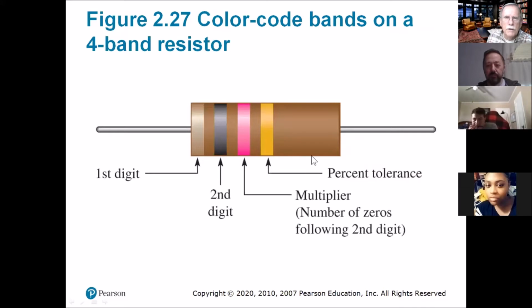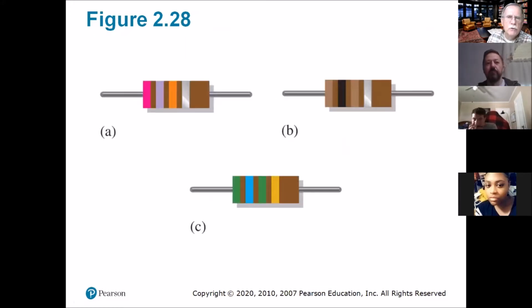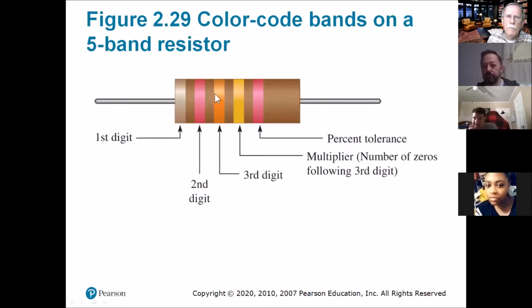Professor Atwood went over the color code with you, so I believe, is that correct? Mm-hmm. All right, so I'm not going to spend time on that. Did he do the 3-band? Did he do the 5-band as well? No. Okay, 5-band works exactly the same as the 4-band, except it's got an extra band for a digit. So instead of first digit, second digit, multiplier, it has first digit, second digit, third digit, and a multiplier and a tolerance band.